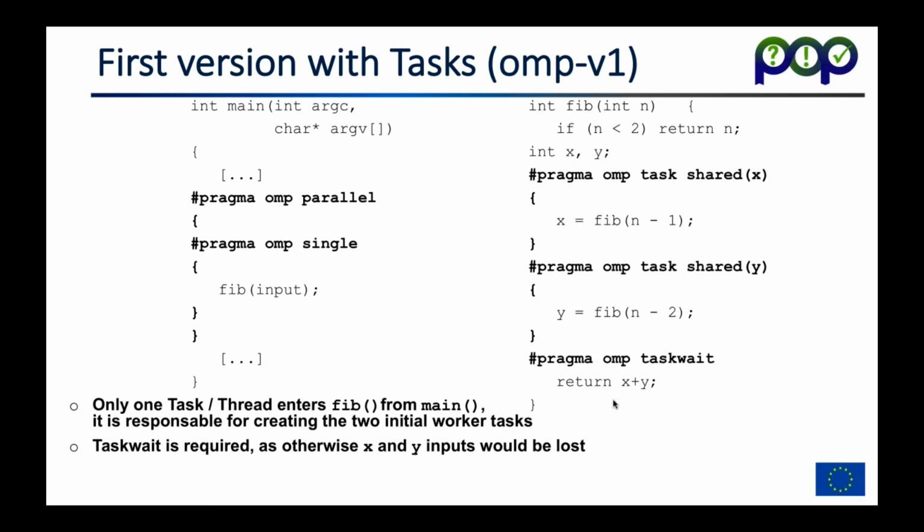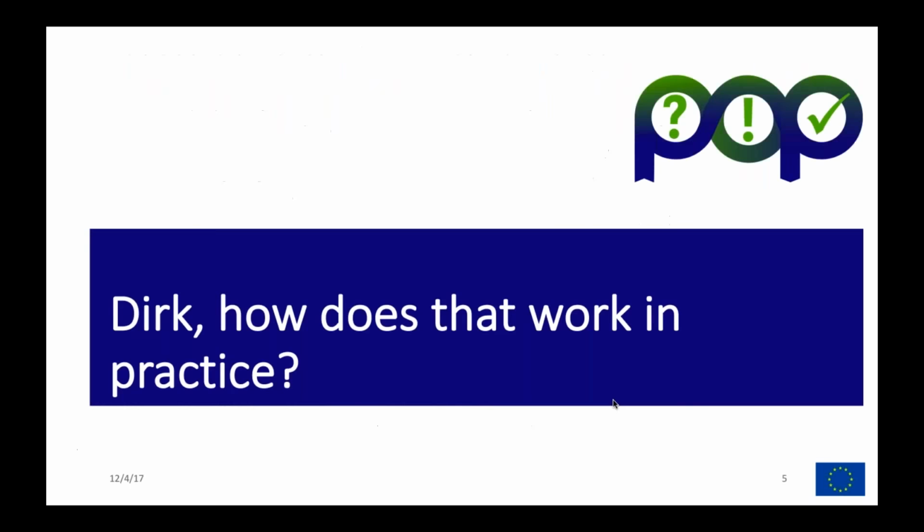Here, because I want to use the same x and y of this respective instance within the recursion to be able to compute x and y at the end. Okay, so: parallel, single, parallel to get a team of threads, single to have one thread starting the execution, 2 tasks, and the taskwait. This was my idea to parallelize this code.